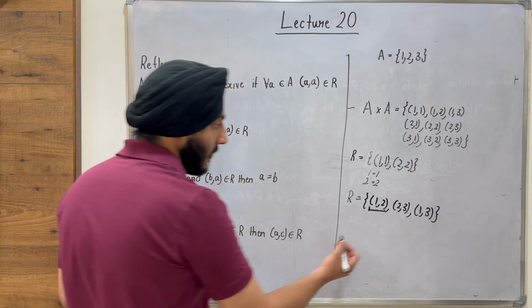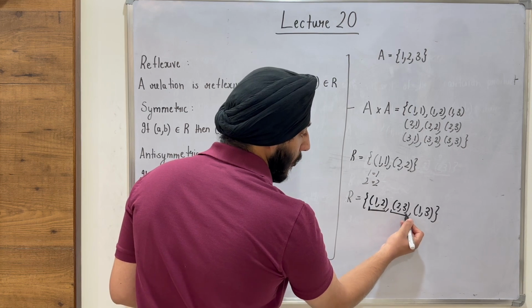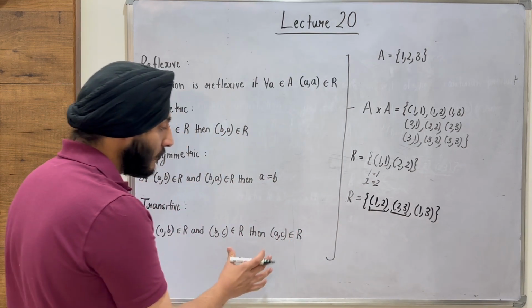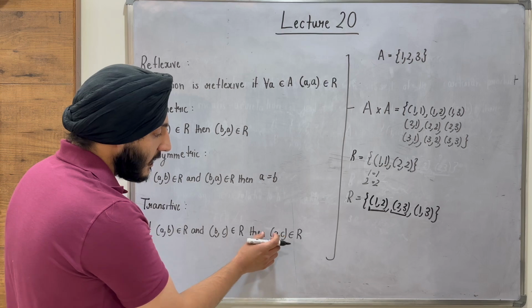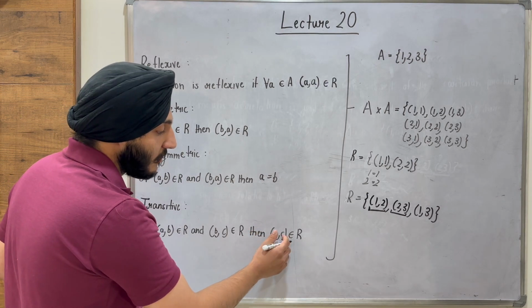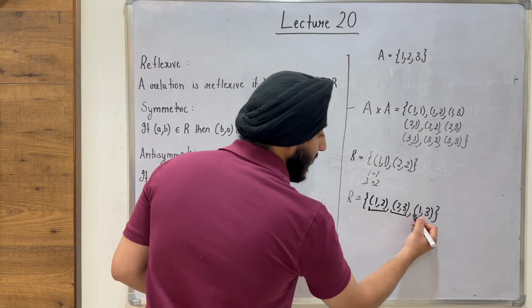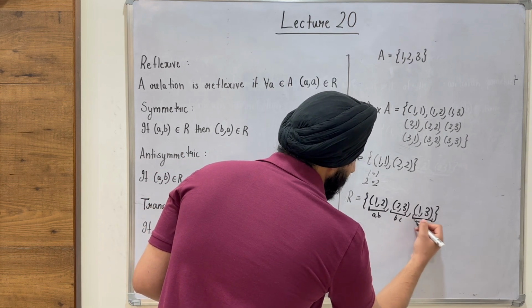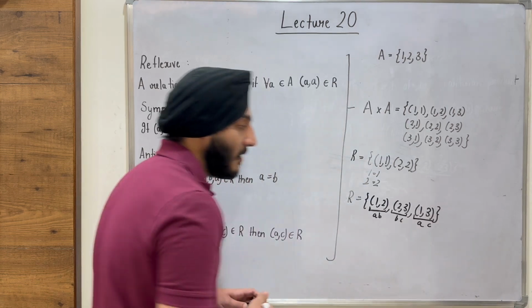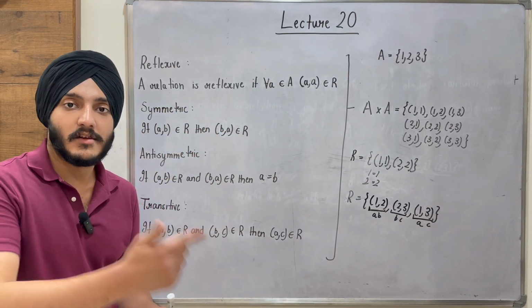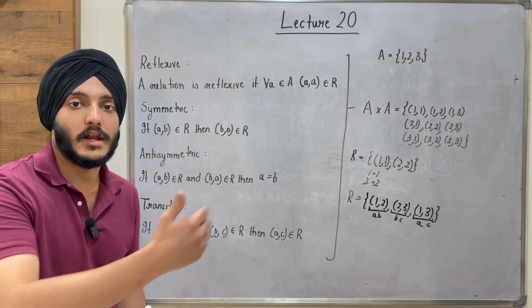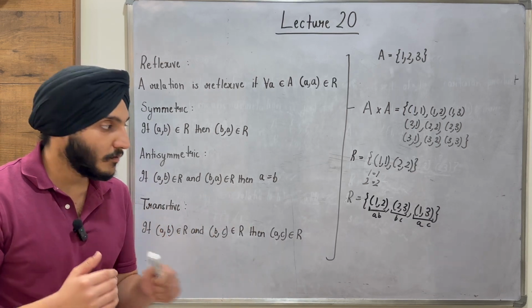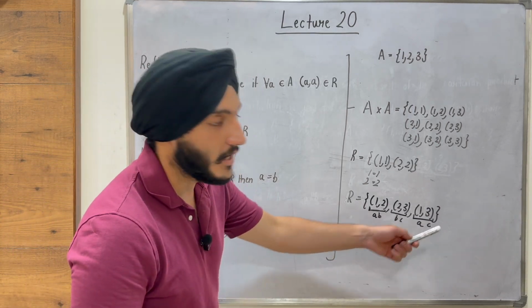(b, c) is also there. (2, 3) is also there. Then according to the transitive condition, the first element should be related to the third element, right? So (a, c) is also there. So this is (a, b), this is (b, c), and this is (a, c). So the basic idea is if 1 is related to 2 and 2 is related to, let's say, another element, then the first element, which is a, should be related to that third element, right?